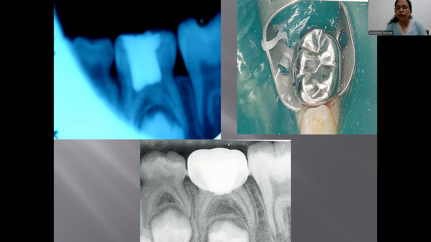Why do we have to give a full coverage restoration? After all endodontic procedures, the tooth becomes brittle. This brittleness may be due to removal of an excessive amount of tooth material, or there may be a change in the physical property of the enamel and dentine following pulp removal.